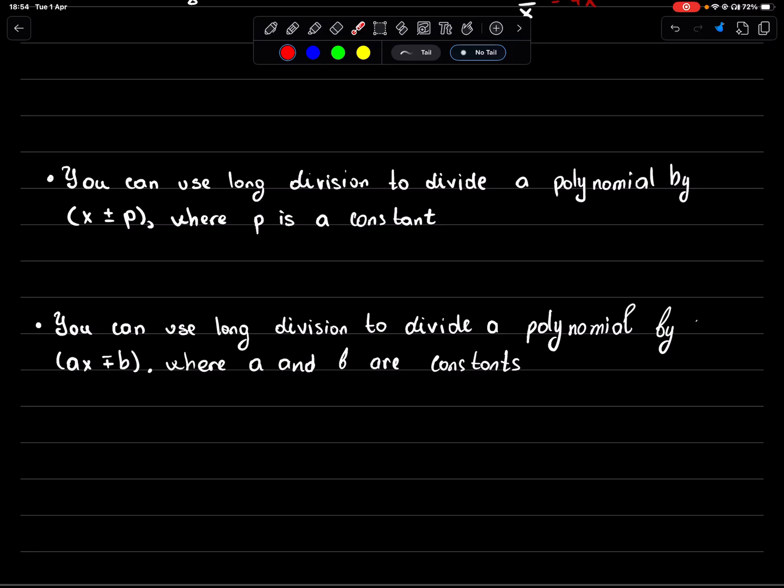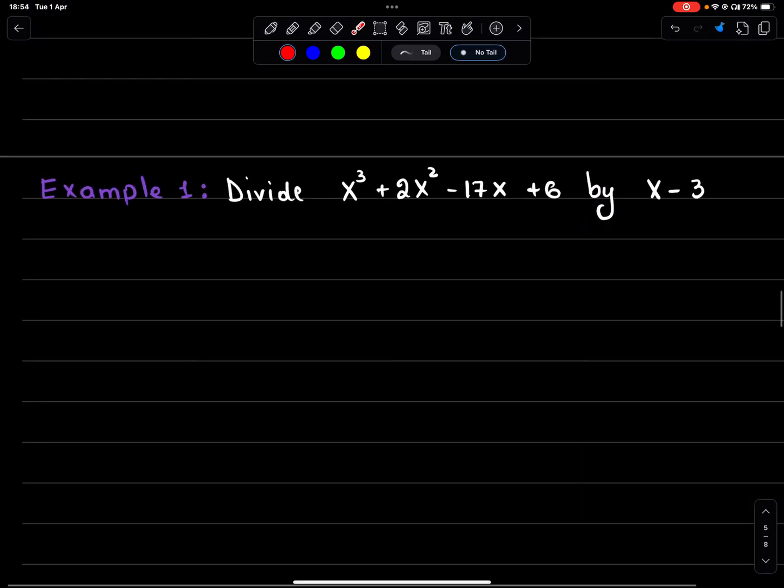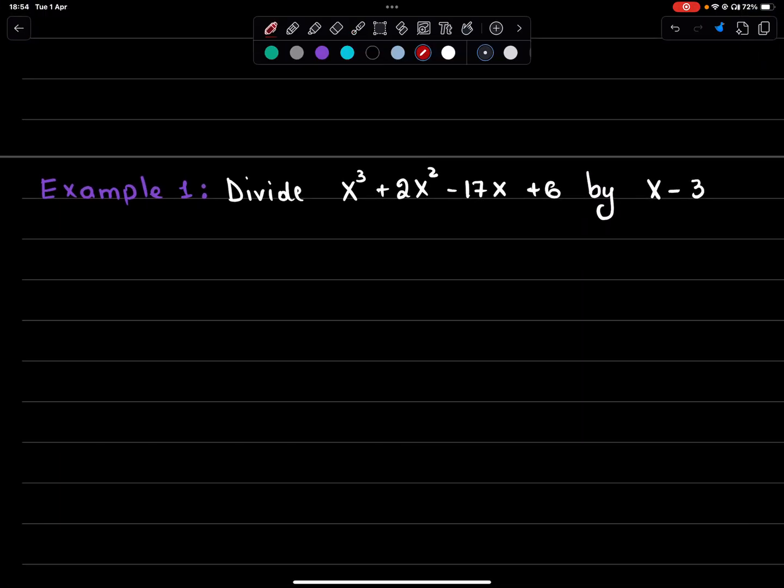I'm going to demonstrate those on examples. We will be doing 3 or 4 examples. Alright, so the first one, the easy one, is to divide x cubed plus 2x squared minus 17x plus 6 by x minus 3. So you know from earlier grades that's how we divide polynomials by an expression, like numbers by an expression. So like a long division sign, I'm talking about this one over here.